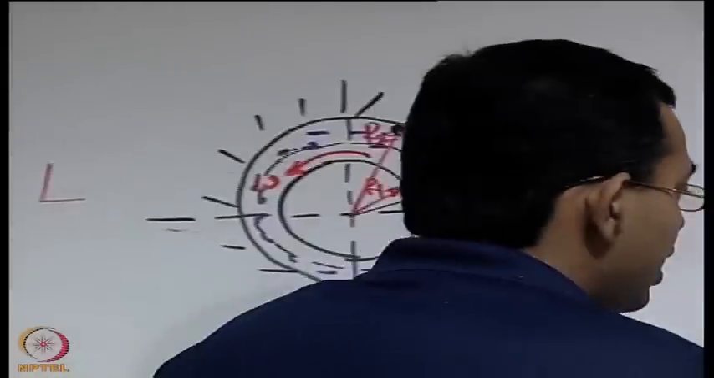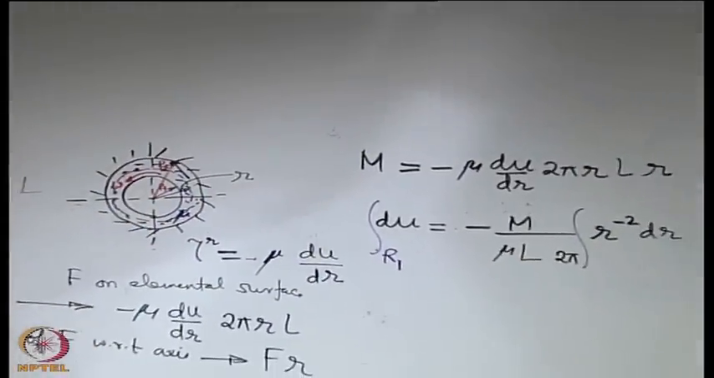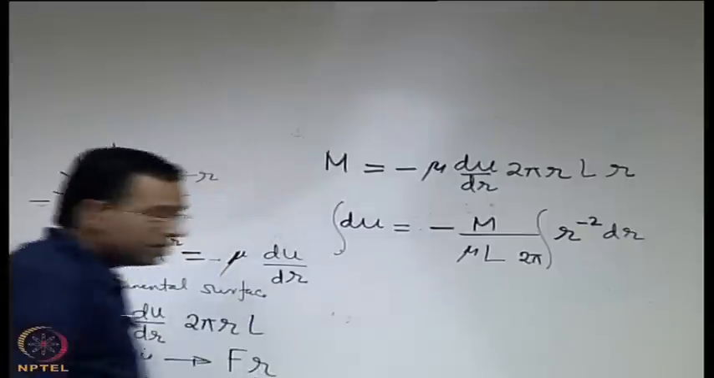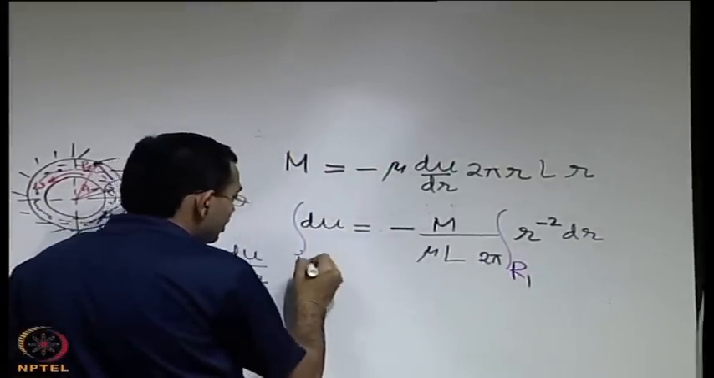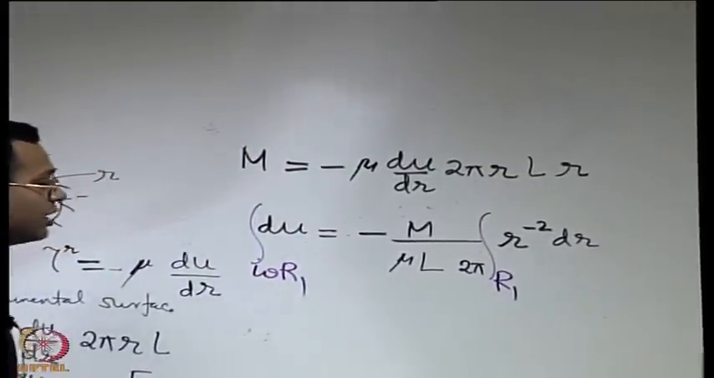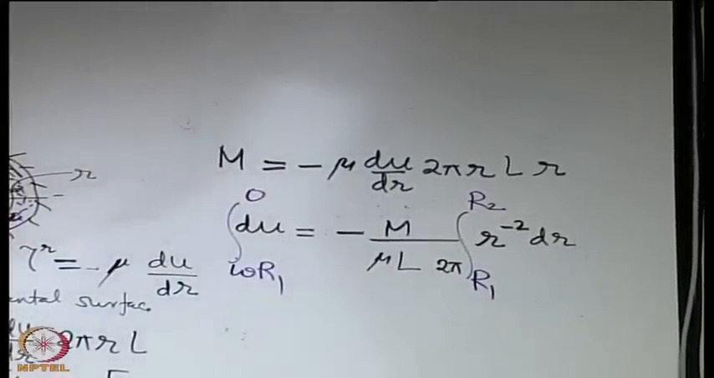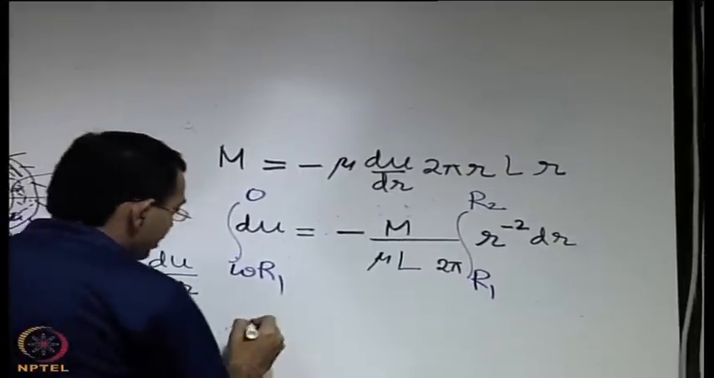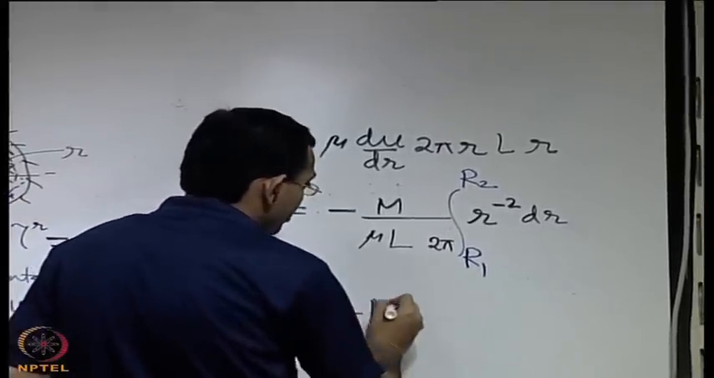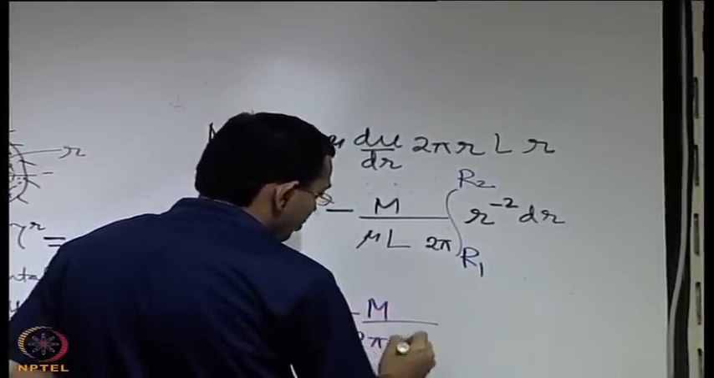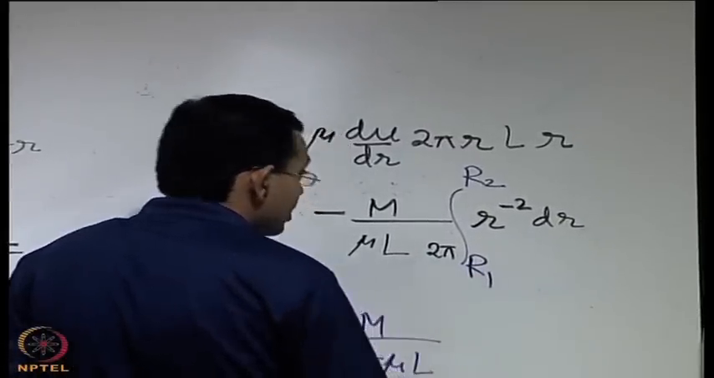So at the inner radius, that is at r1, what is the velocity? The velocity here is omega r1, right, and at r2 this is 0. So very quickly we can write that minus omega r1 is equal to minus m by 2 pi mu L, and that minus sign will get absorbed.